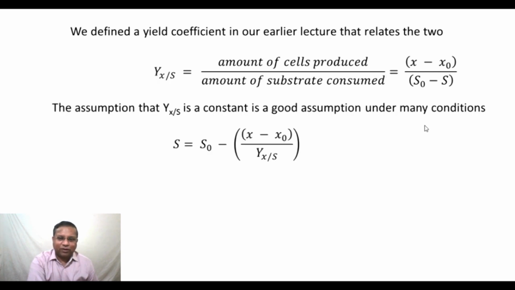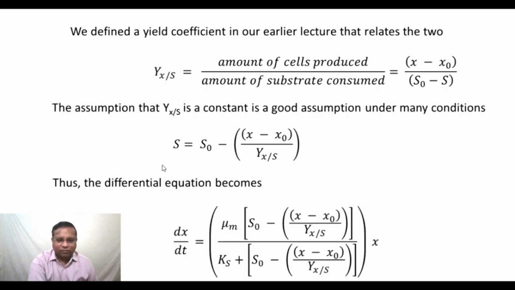And if that is the case, we can use the yield coefficient to write s in terms of x. S naught is a constant. S naught is the total substrate concentration that is usually known. Similarly, x naught is the initial cell concentration, assuming there is not much of a change in the lag phase. That is also known. So we are actually interested in relating the variables s and x. So s equals s naught minus (x minus x naught) by Y x/s, directly from the definition here.